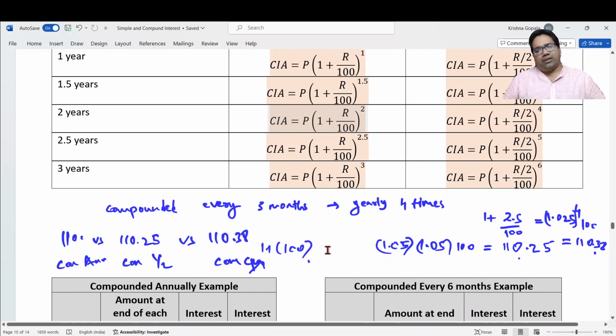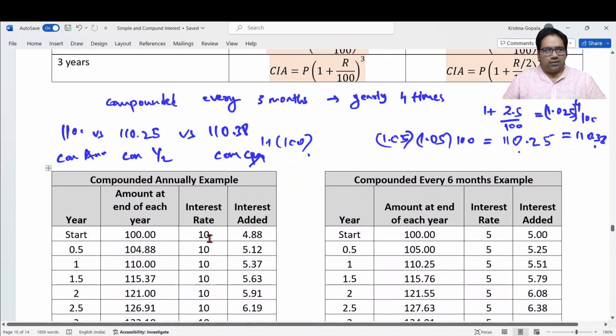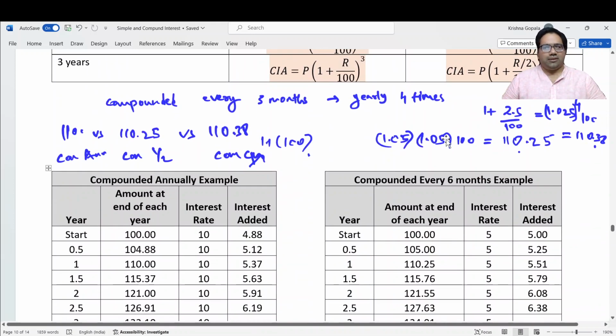If it is compounded every 10 years, let's say, then for the first 10 years it is like simple interest only. There is no difference. If it is compounded once after 10 years, that is equal to simple interest for 10 years. If it is compounded every 1 year, it is simple interest until the first year. If it is compounded every 6 months, then for 6 months simple interest and compound interest will be the same.